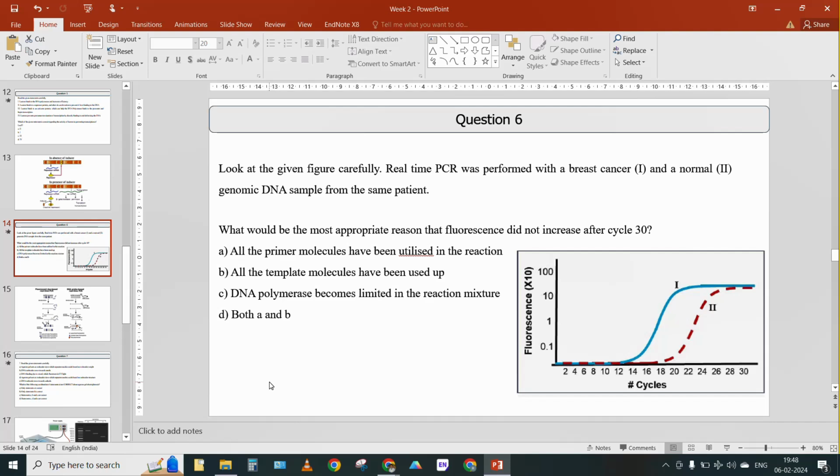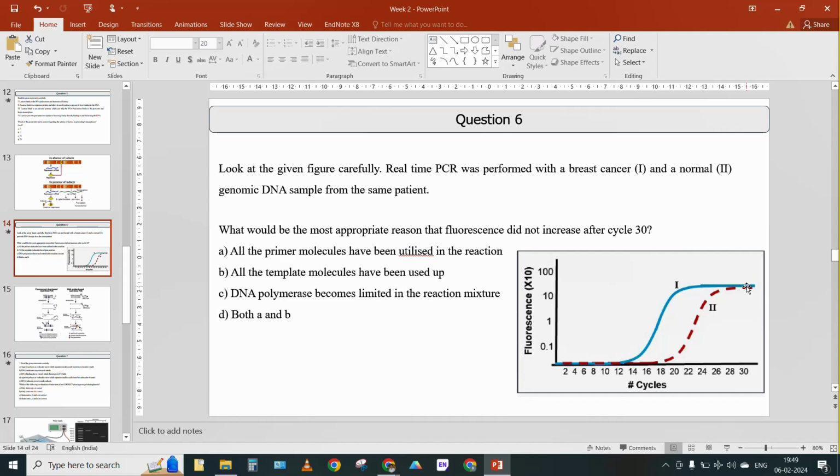So look at the given figure carefully. Real-time PCR was performed with the breast cancer cell 1 and normal 2 genomic DNA samples from the same patient. So what would be the most appropriate reason that fluorescence did not increase after cycle 30? Here, as you can see, cycles are given from 2 to 30, and after 16 there is a hike in the fluorescence, but after cycle 30 there is no increase in the fluorescence. So what would be the appropriate reason for this?